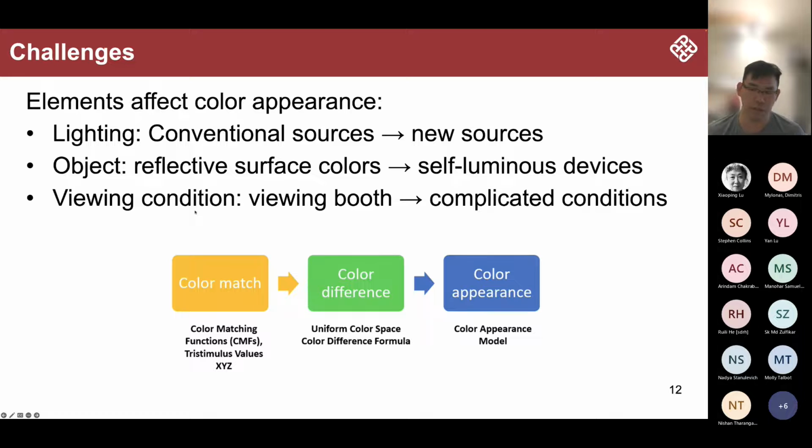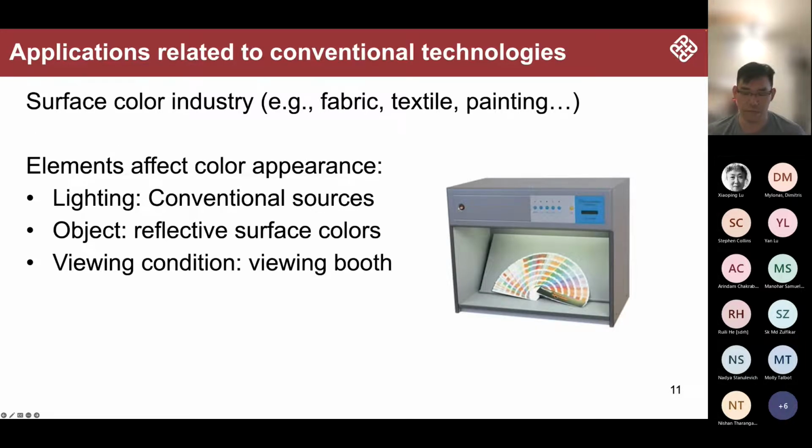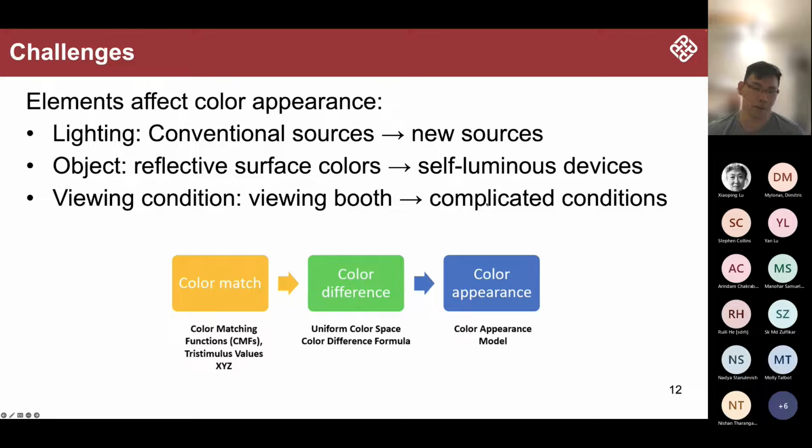And for the viewing conditions, we no longer put colors in the standard viewing booth, and we start to have more complicated conditions. For example, non-uniform lighting conditions in terms of intensity and also in terms of the white point, or the color of the lighting. These are the complicated conditions. Now, when we have these new conditions and new technologies coming, we have to look back at these three perspectives of color science. Can we still use the conventional method to characterize the color match for the new sources? Is the color difference metric or the uniform color space still valid for these new devices? And for the color appearance models, can we still use them for complicated viewing conditions?